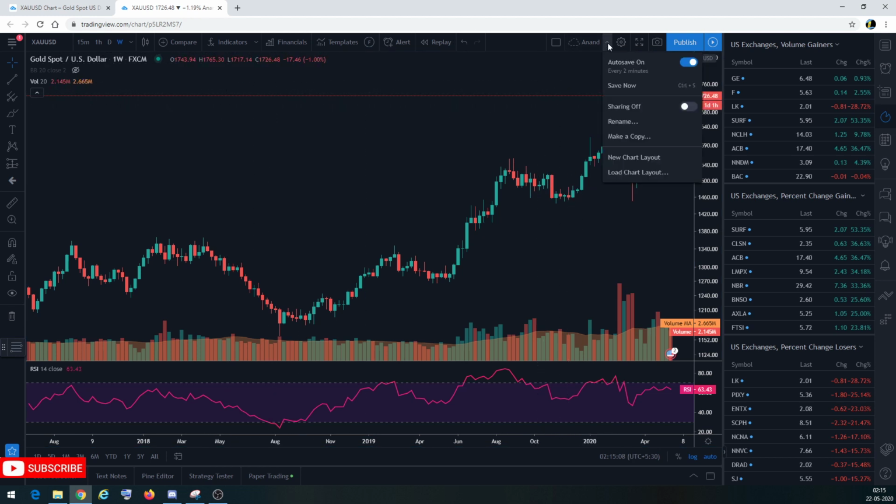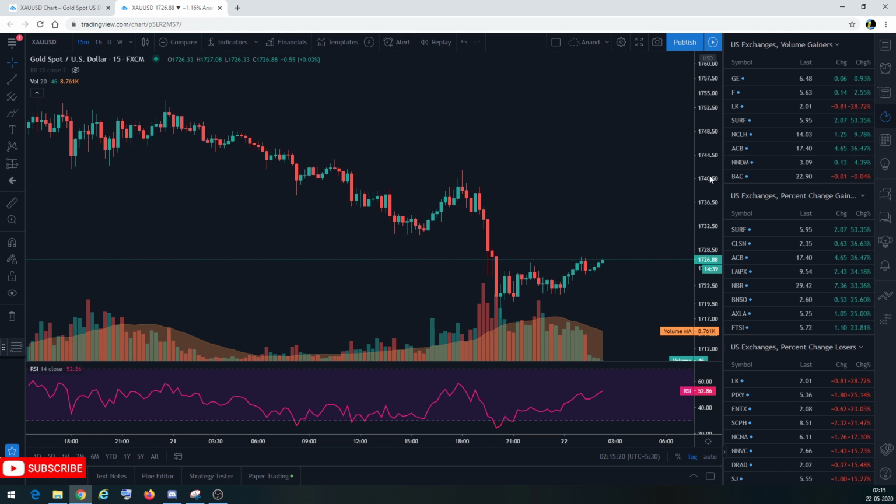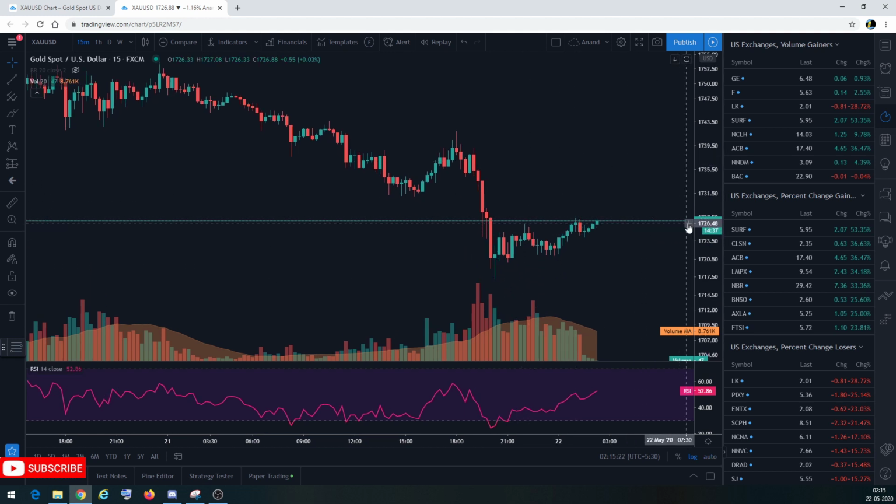You can also save different chart layouts here with your own personalized settings, etc. So you can see I have saved one with my name right over here. Let's come to a 15-minute chart because we are trying to take a day trade. All right, so let's see if this seems to be a breakout. Let's see how we can take a paper trade.